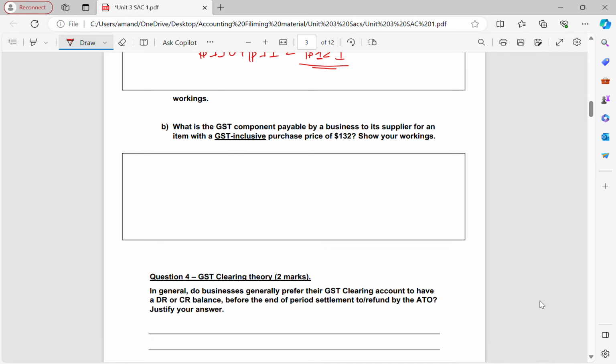What is the GST component payable by a business to its supplier for an item with a GST inclusive purchase price of $132? So here, obviously, inclusive is very important to catch on to. So we get rid of that GST first. The actual price of the product, because it already includes the GST, so we know the product is X and there's 10% of that with it, which is giving me $132.